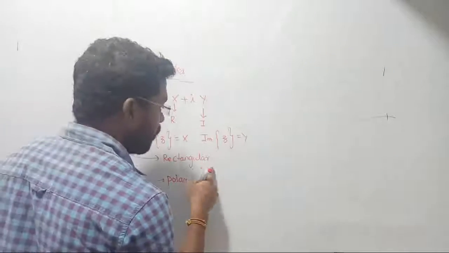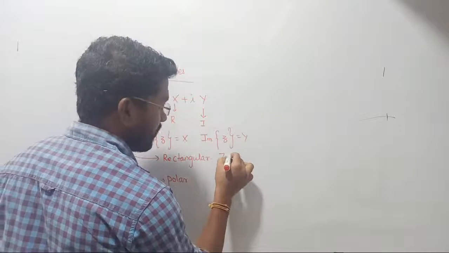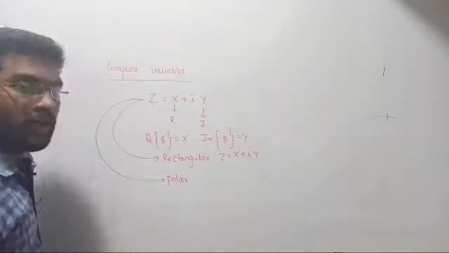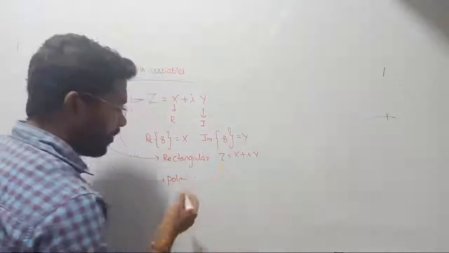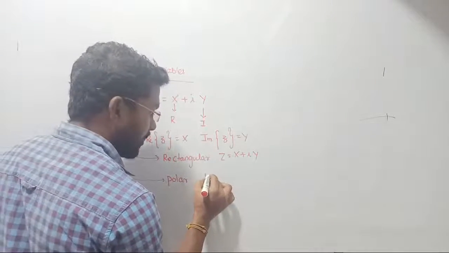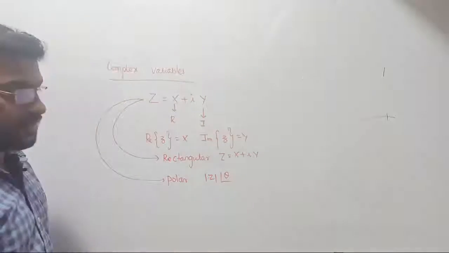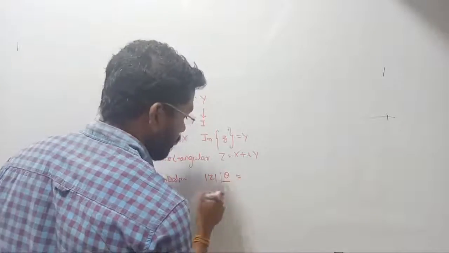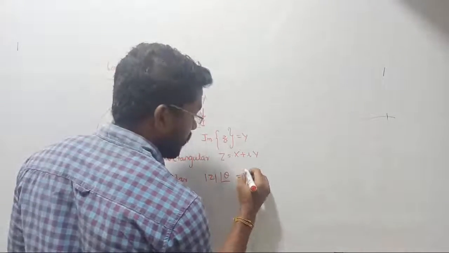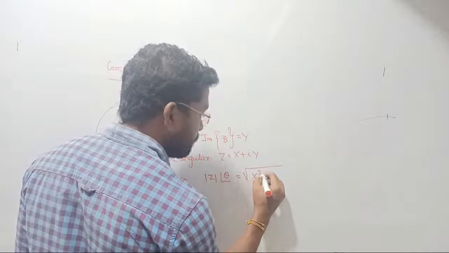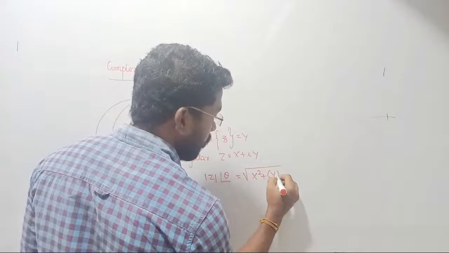In the rectangular domain, this variable can be simply represented as z equal to x plus i into y only. That's correct. But when we are looking at the same thing in polar domain, that can be represented as mod z into a certain angle theta. Do you all agree with me? Yes. Now, how do I calculate the value of mod z? Mod z is known as magnitude. How do you calculate it? Real term whole square plus imaginary term whole square.